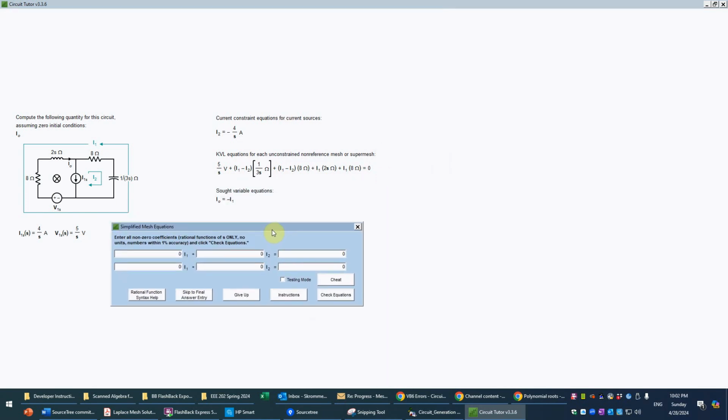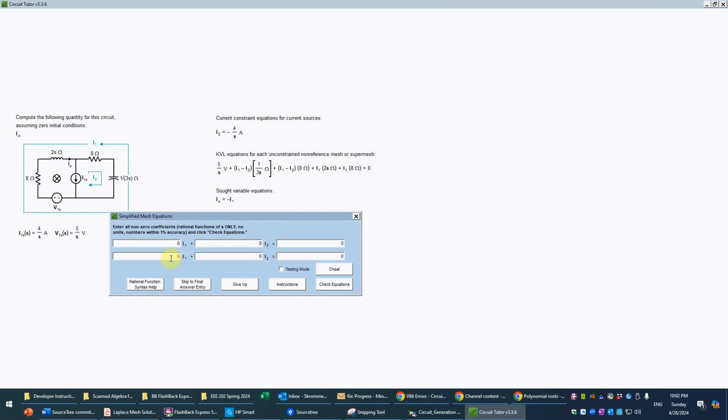Okay, so here's our form for the simplified form of the equation. So the I2 equation is very simple, the first one, so we just put a 1 times I2, coefficient of 1, and the default of 0 for I1, and then this value on the right hand side would be our negative 4 over s. That's our constant. I mean, it contains s, but it's a constant as far as our variables I1 and I2 is concerned. Okay, and then the second one, that's going to take a little bit of work.